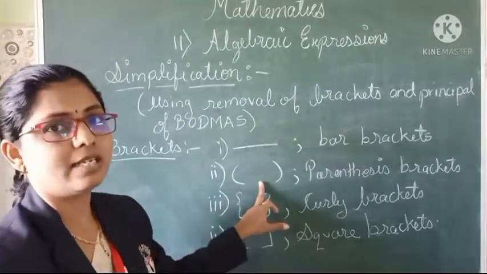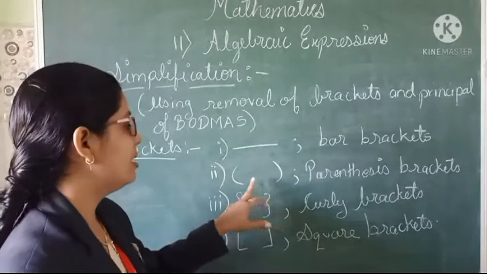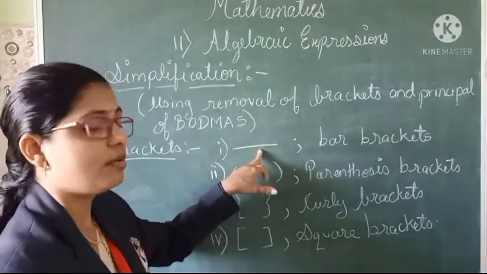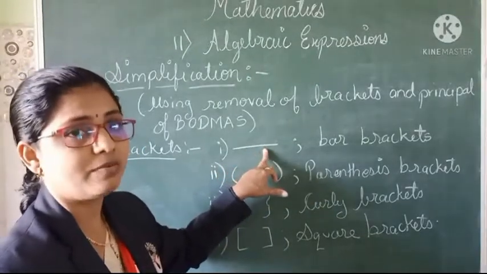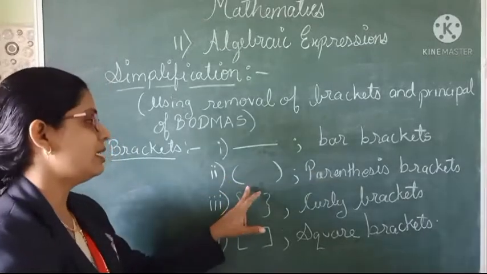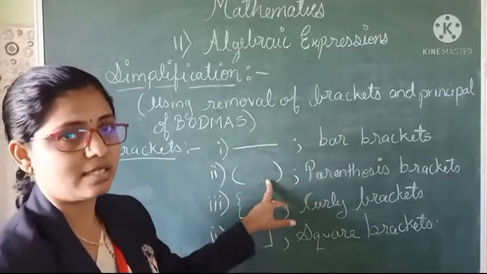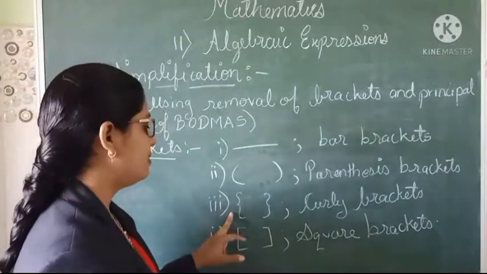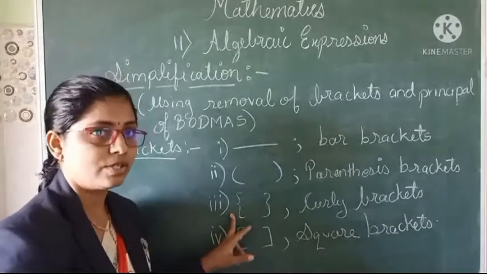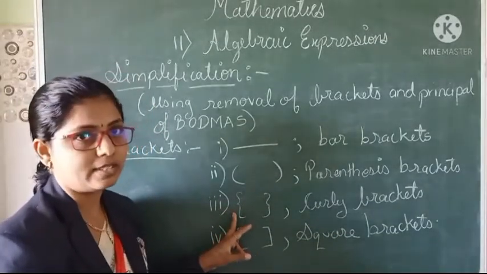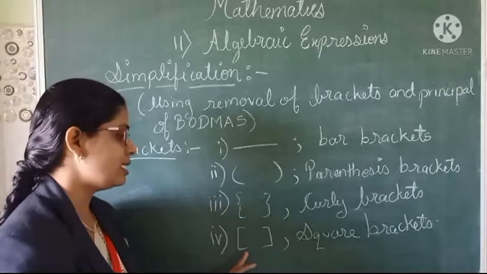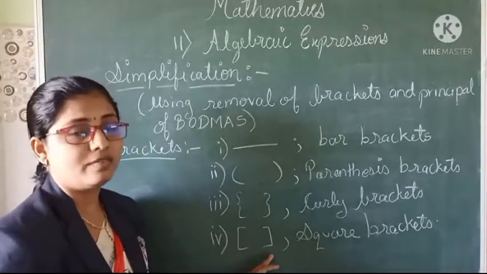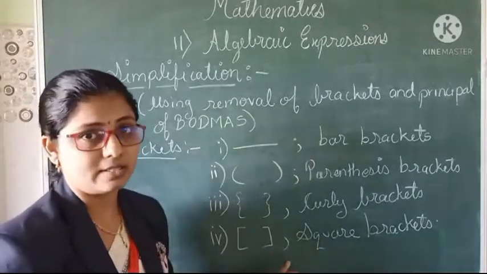Parenthesis, or we can say small bracket. Here we can say bar bracket, or vinculum. Then the second one is parenthesis, or small bracket. The third one is curly bracket, or middle bracket. Then the fourth one is square bracket, or big bracket.